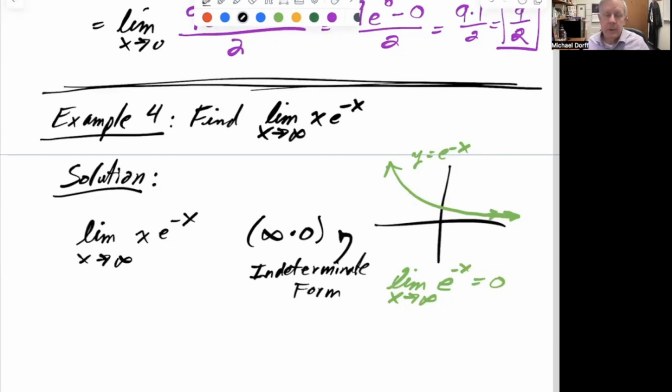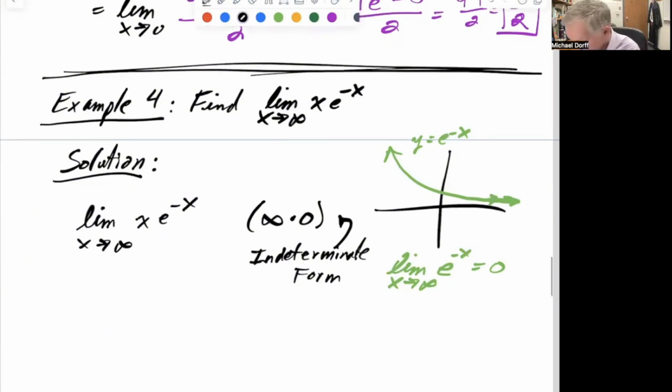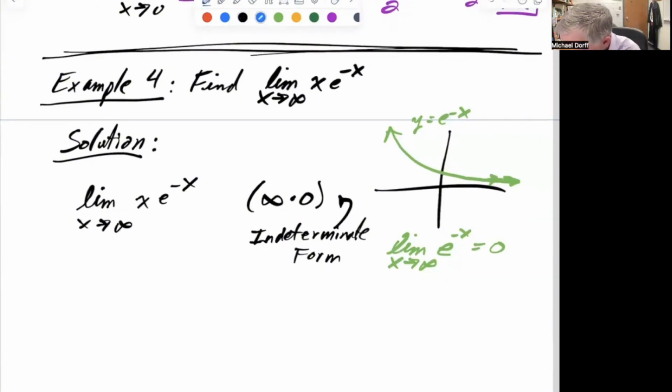But it's not something where we have infinity over infinity or 0 over 0. So we want to rewrite this one so that we get a rational expression, and that the rational expression has infinity over infinity or 0 over 0. So one way I could do that is I've got two terms here. I've got x and I've got e to the negative x. I can put one of those in the denominator.